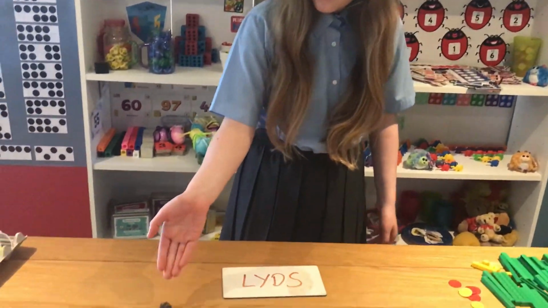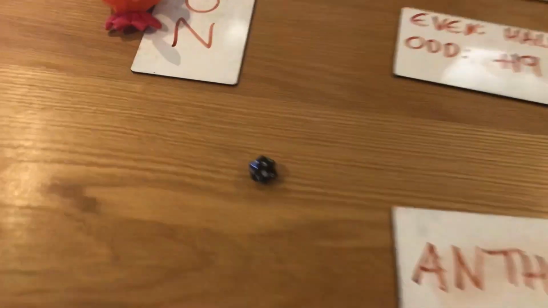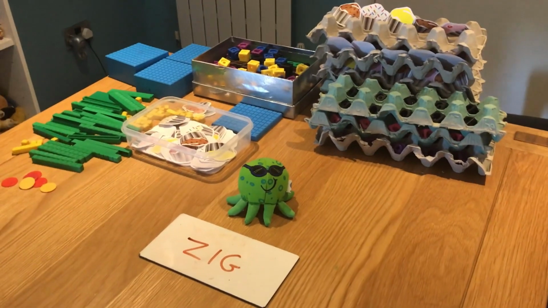So, our number this time is 3. Add 19. It's an odd number, so I need to add 20. So 3 plus 20: 13, 23, 22. Fantastic. Over to Zig. Half of 22, Zig.